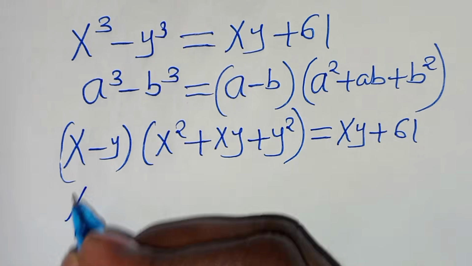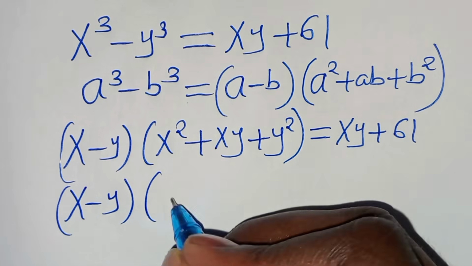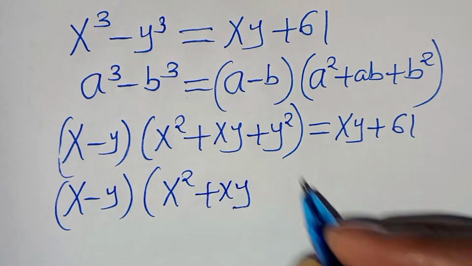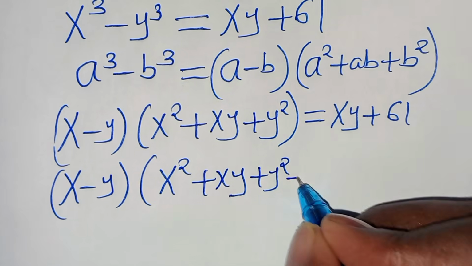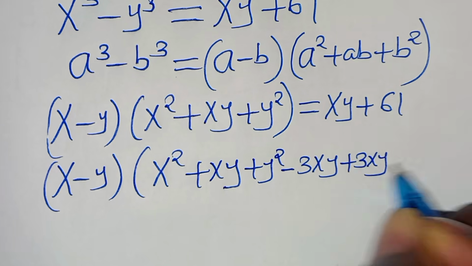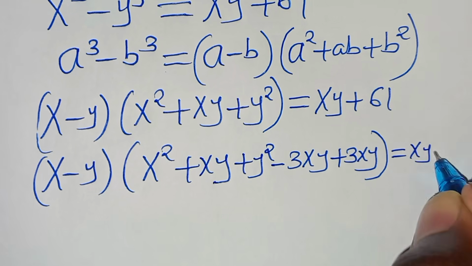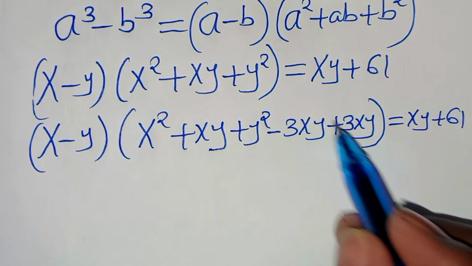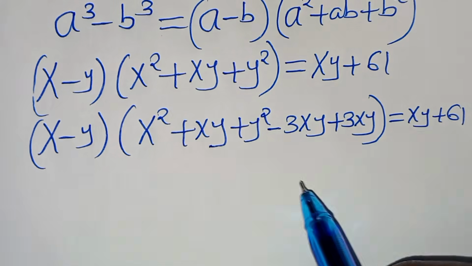The next step is that we have (x minus y) times (x to the power of 2 plus xy plus y to the power of 2). Now, let's introduce minus 3xy plus 3xy inside the parentheses, equal to xy plus 61. So negative 3xy plus 3xy is the same thing as 0, so we have not altered the equation here.